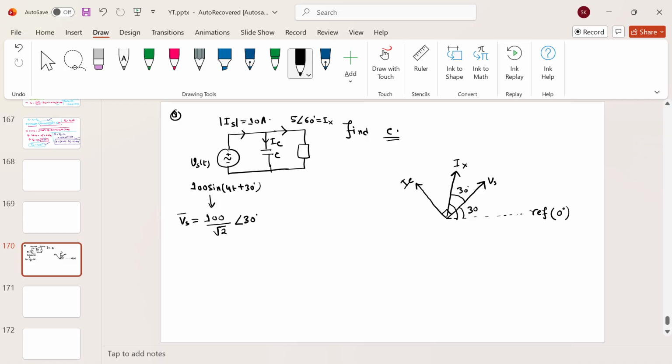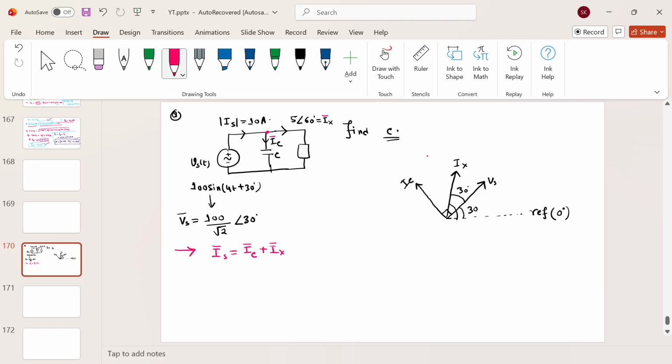Now, what is given? The source current magnitude is given as 10 ampere. If I write KCL at this particular node, we can write Is phasor equals IC phasor plus Ix phasor. Let me show it as phasors. The phasor summation of IC and Ix is simply Is.